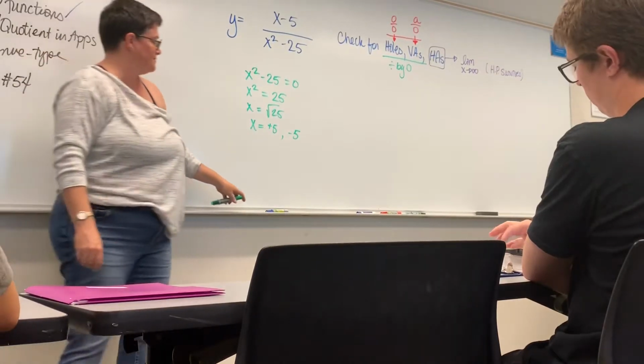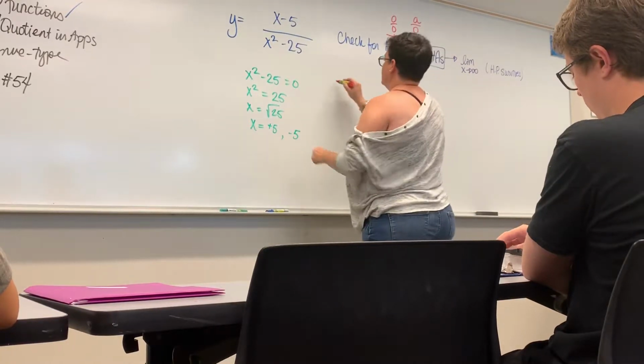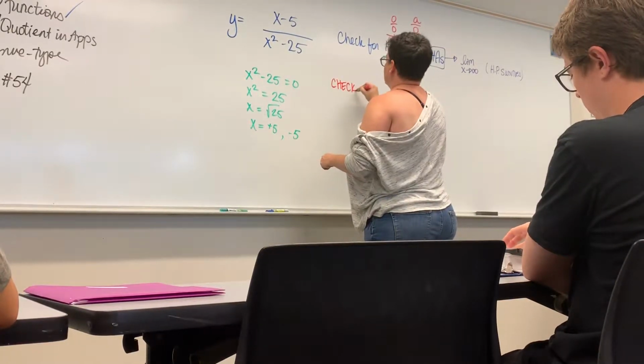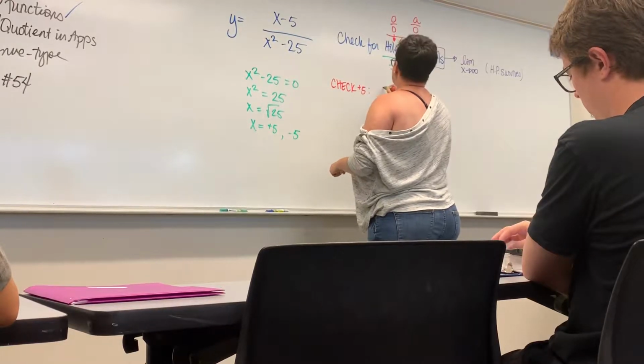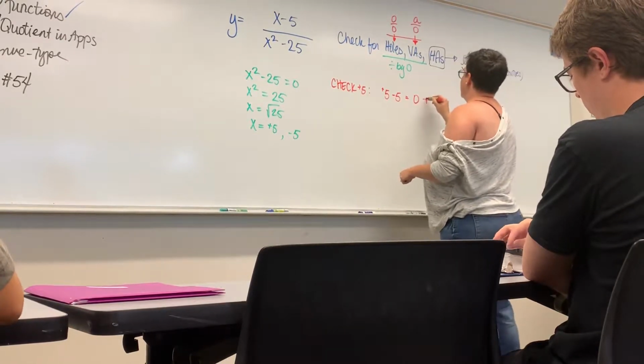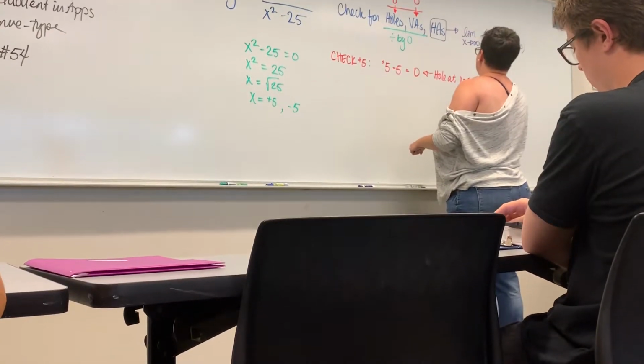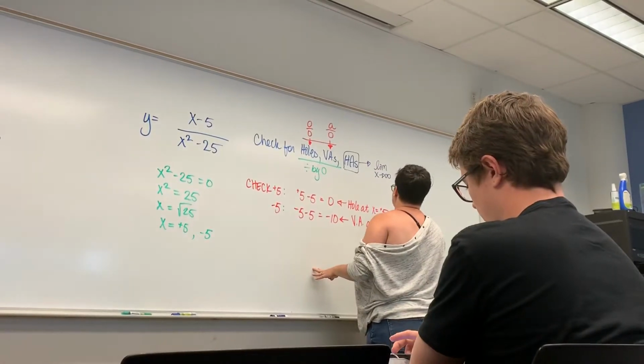So what do I do next? Plug in those values. Yeah. So I'm going to check positive 5. So positive 5 minus 5 equals what? 0. We have a hole at x equals positive 5. We're going to check negative 5. Negative 5 minus 5 equals negative 10. That is any other number. This is a vertical asymptote at x equals negative 5.